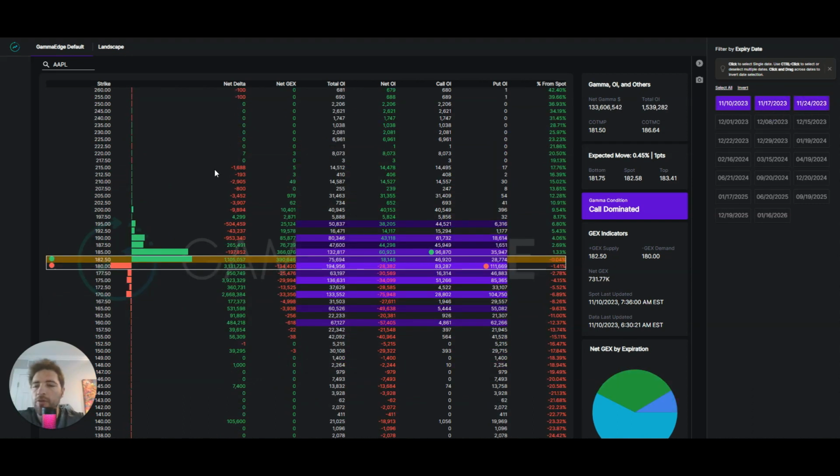Bringing in the week of the 24th, again, not a huge change. 102.50, this level looks pretty sticky right now. So yes, that is Apple.